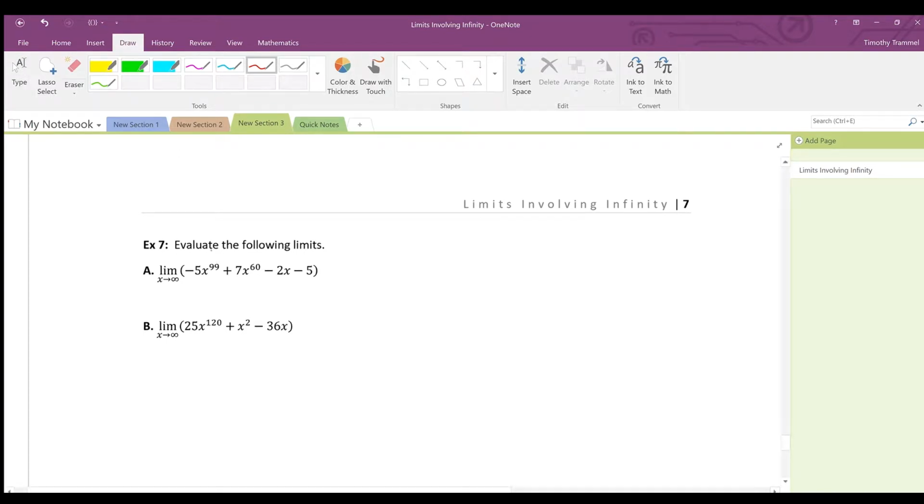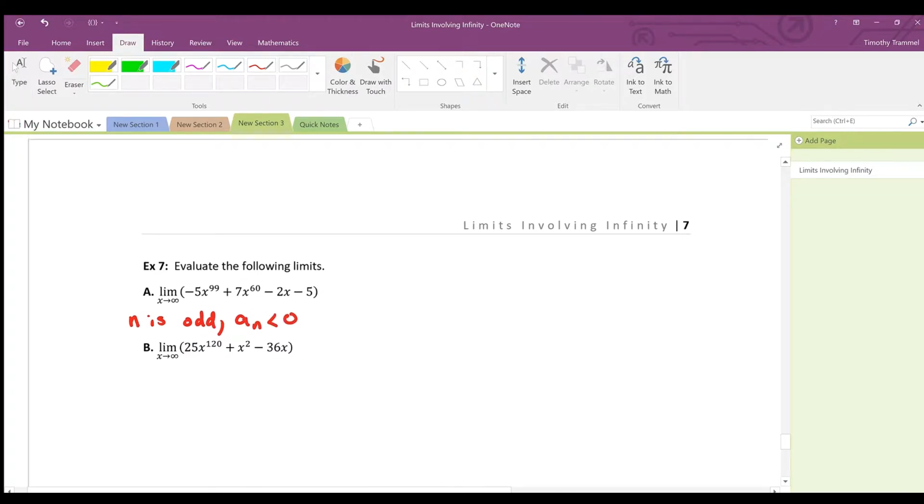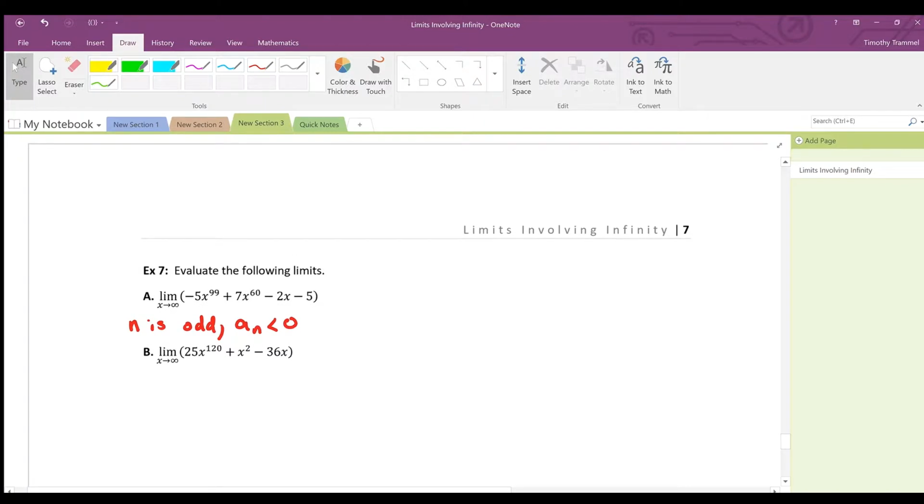So here we have this 99 here. So we have that n is odd, and a sub n is negative. So if we go up here, and by the way, I should mention one more thing. This is as x approaches positive infinity.